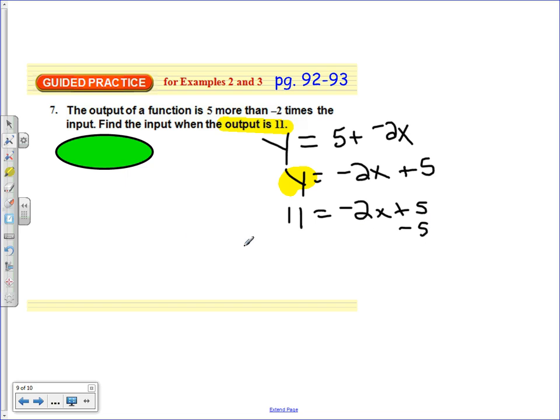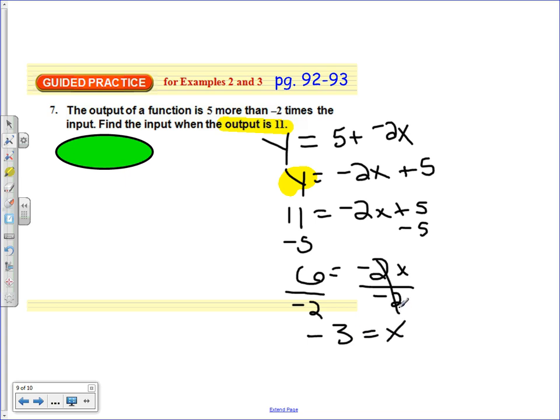I need my like terms on the same side here. 11 minus 5 would be 6, negative 2x. Divide by negative 2 on both sides, and we end up with 6 divided by negative 2 would be negative 3 equals x, because those cancel.